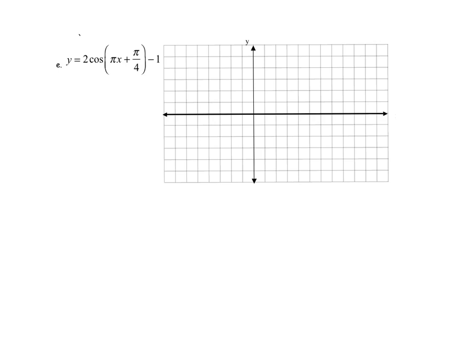In note 6.4, example 8e, we're going to graph a general cosine function of the form y equals 2 cosine the quantity pi x plus pi over 4 minus 1. And the first thing that we're going to do is rewrite this, factoring out the value for b. So when we do that, b is pi, so we're going to factor out pi, and we'll get pi times the quantity x plus 1/4 minus 1. And now we'll do the rest of our analysis.